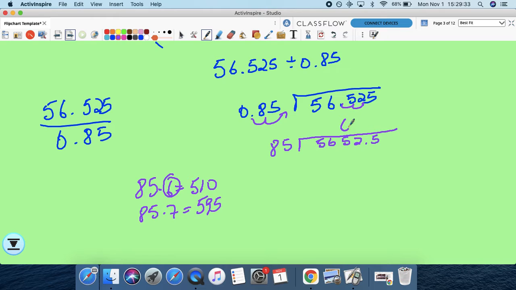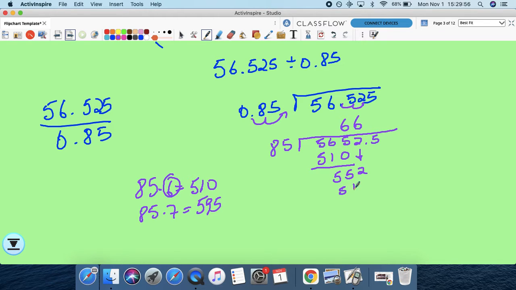So 6 goes right here. That's going to give us 510. 5 minus 0 is 5. 6 minus 1 is 5 again. Bring the 2 down. How many times can 85 go into 552? Well, 85, 6 times? Yeah. 510, right? 7 times? No, it's too much. So we're going to do 6 again.